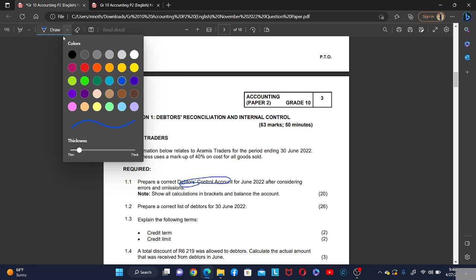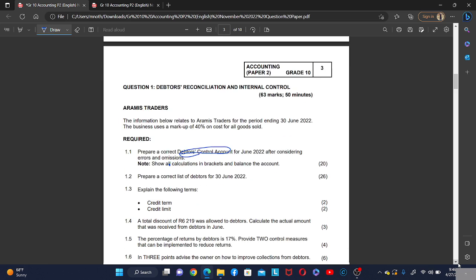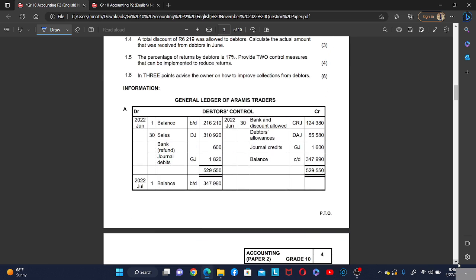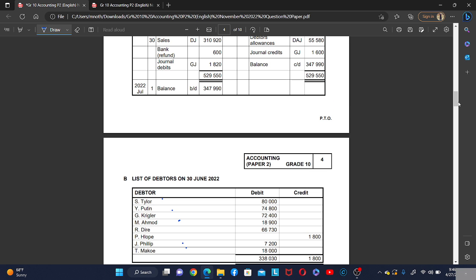In the debtors list, they are telling you how much each debtor is owing you, in detail. But the totals of these two must be the same. If they are not the same, it means that an error was made.